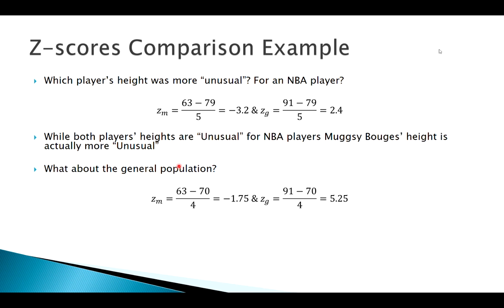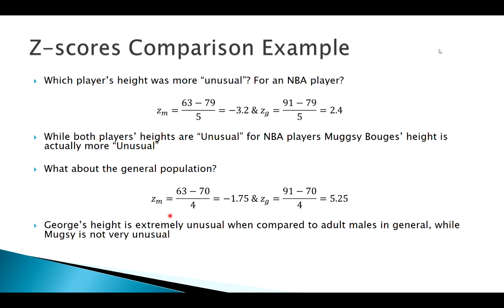But what about in the general population? Okay, here's Muggsy's z-score for the general population, -1.75. Here's George's for the general population, 5.25. Okay, so for the general population, George is extremely unusual, right? But Muggsy, yeah, he's short, but he's not even unusual for the general population. Okay, so this is how we can use the standard deviation in context to compare things in different distributions. Okay, so thanks for tuning in, and we'll see you next time.